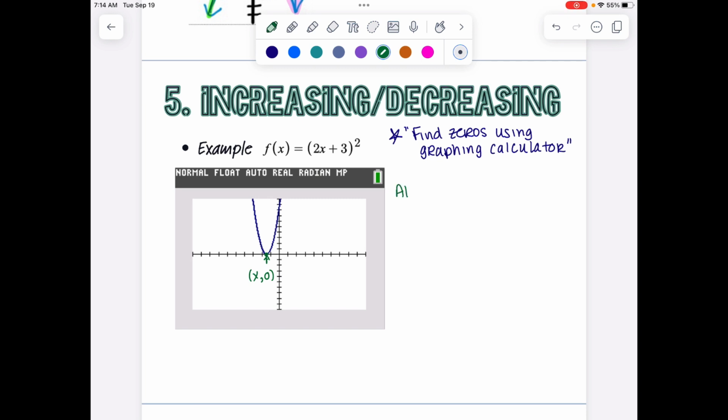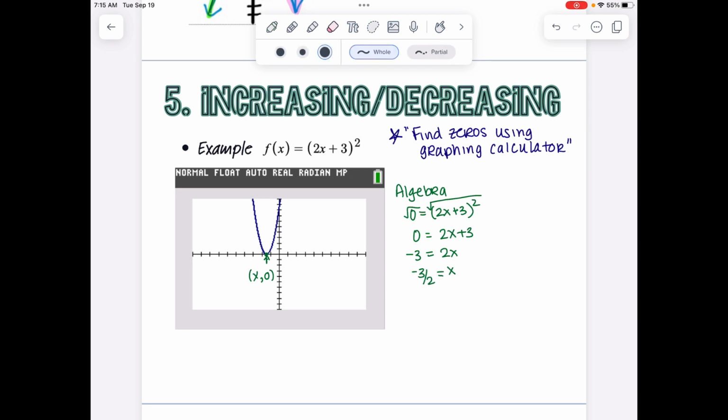So using algebra, what we could do is say 0 is equal to (2x + 3) squared. And we can figure out what x equals. So I would square root both sides, and I get 0 is equal to 2x + 3, subtract 3 on both sides, divide by 2. So I get -3/2 there. So I can come on over here and say this is actually (-3/2, 0).